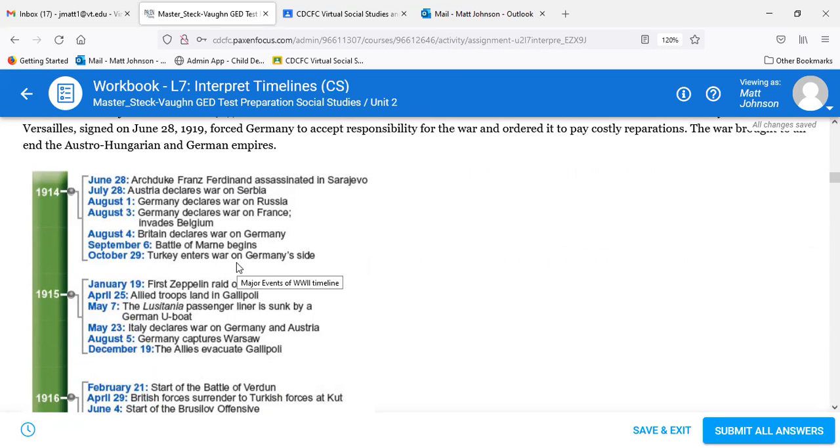Assassination of Franz Ferdinand, Austria declares war on Serbia, Germany declares war on Russia, Germany declares war on France, invades Belgium, Britain declares war on Germany. The Battle of Marne begins in September. It was just this whole set of events that led to it.